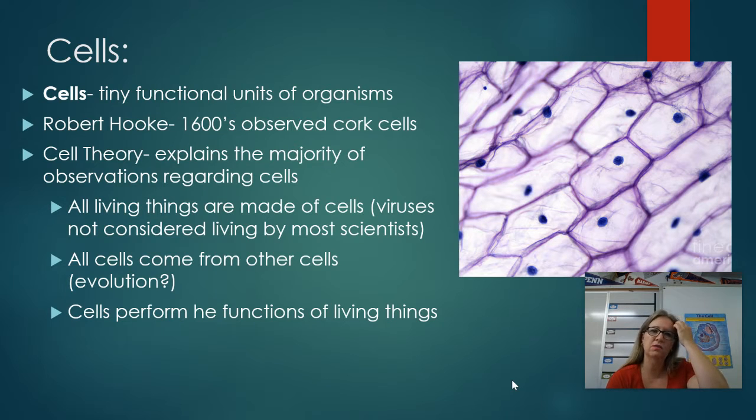Two, all cells come from other cells. We'll eventually learn about cell division. Now, what's interesting about that point is that it's telling us that cells don't just appear out of nothing. And yet the entire basis of evolution was that at some point cells appeared out of nothing. But the cell theory that is still held true today tells us that all cells have to come from other cells. And then the third point is that cells perform the functions of living things.